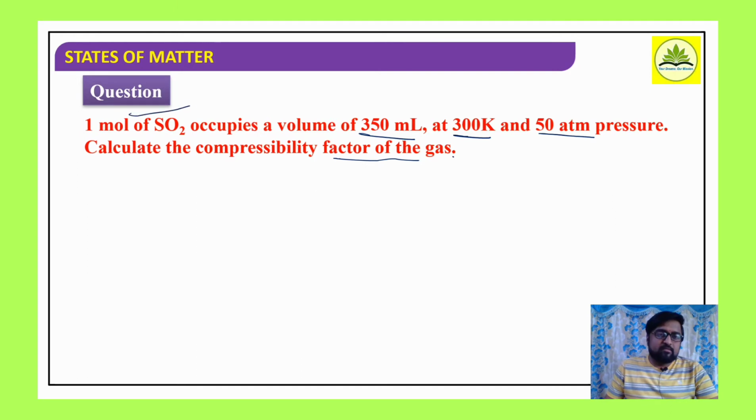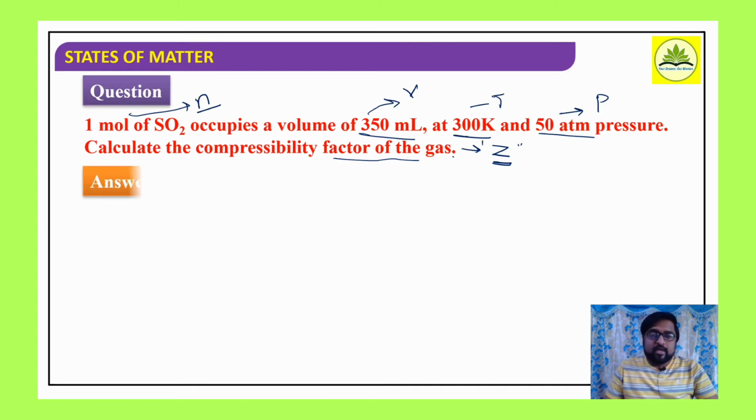So what is given here? The number of moles, n value, is given. How much volume is occupied? It is 350 ml. So volume is given. What is the temperature? 300 Kelvin. So temperature is given, and 50 atmospheric pressure. Pressure is given. So with the help of this data, we have to find out what? Compressibility factor Z we have to calculate.